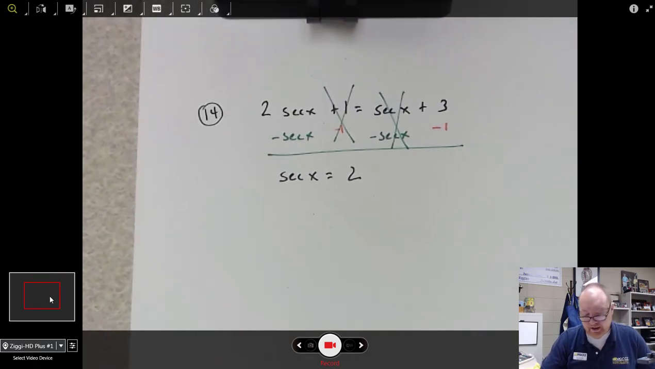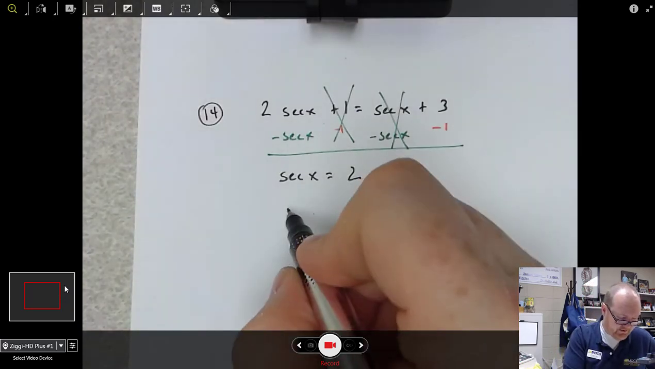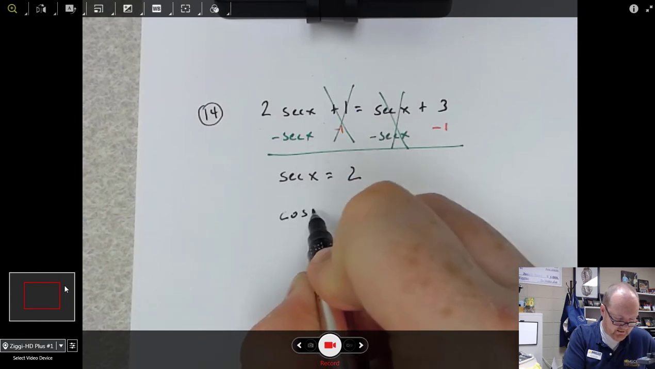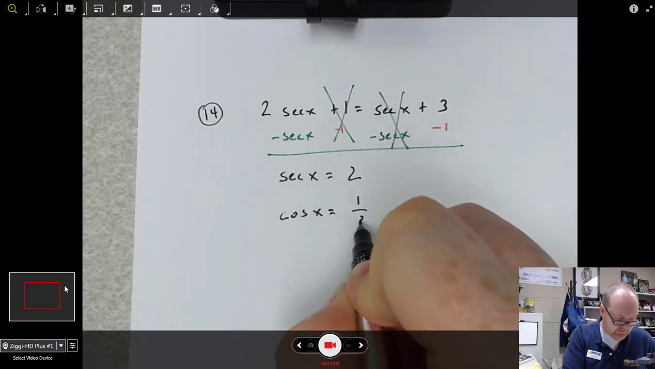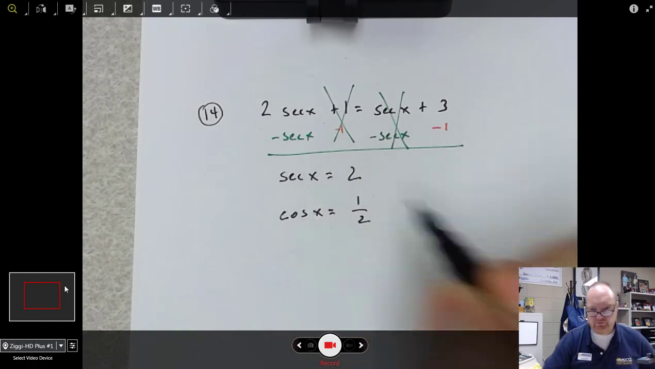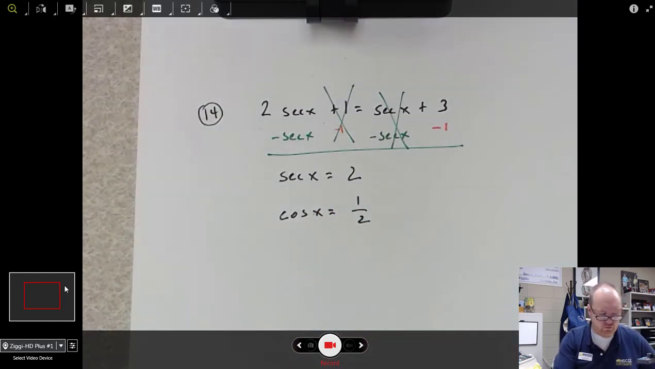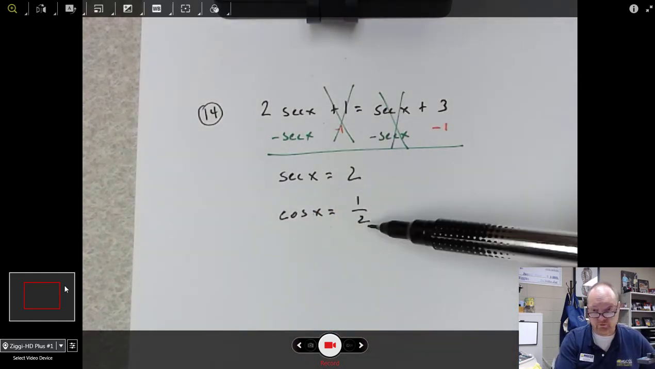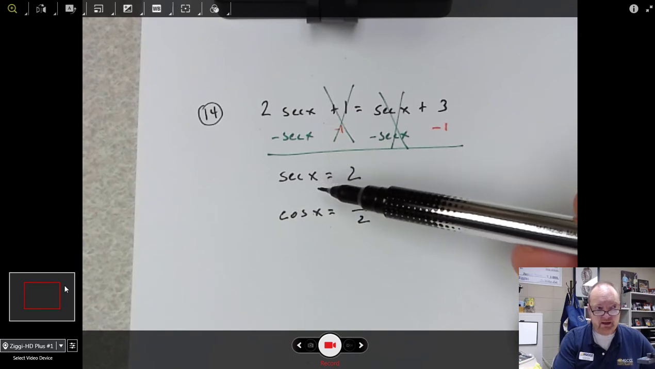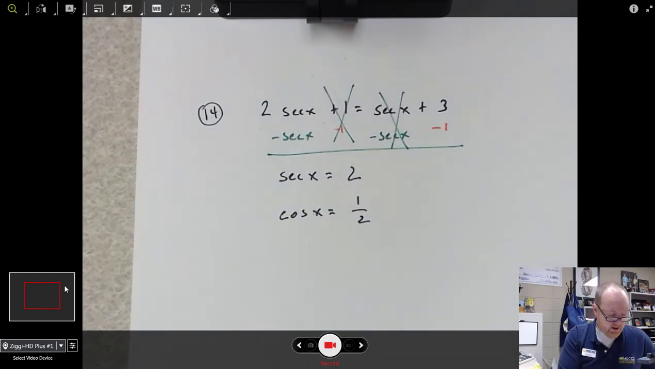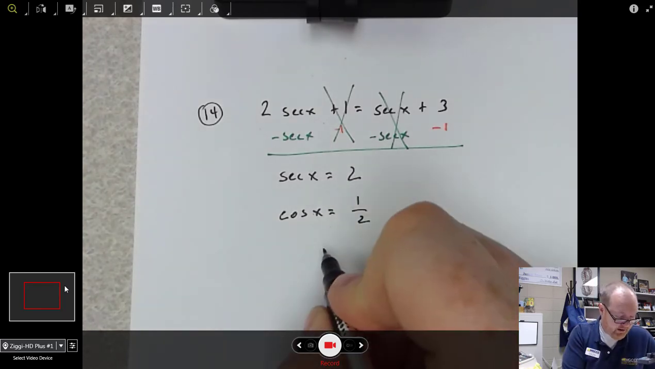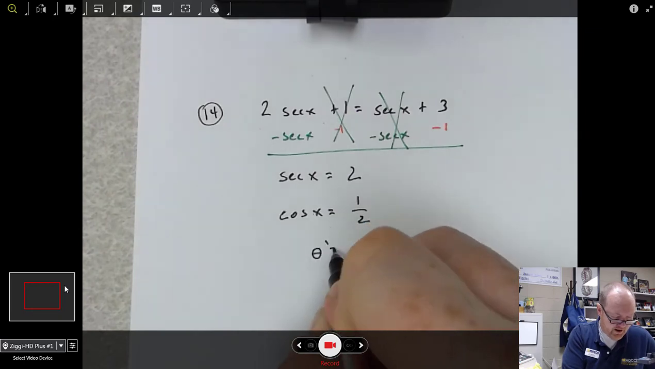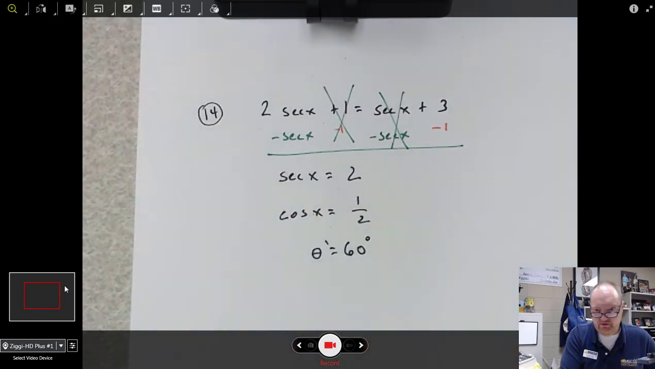I don't usually like to think in terms of secants. I think in terms of sine, cosine, and tangent. So the reciprocal of secant is cosine. And so I'm actually going to solve this problem. The cosine of x is equal to 1/2. Again, a reciprocal on both sides. So the game is the same. What angle has a cosine of 1/2? From my special triangles, that's going to be 60 degrees.